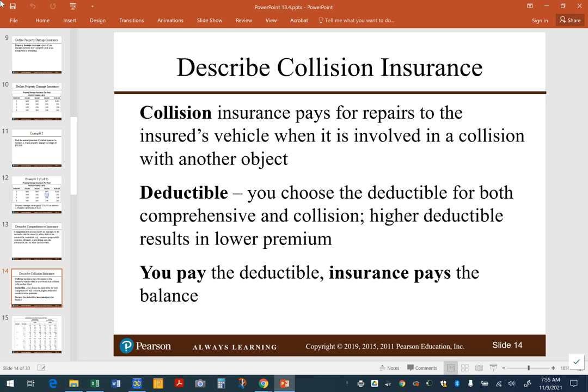Your liability, your property damage covers the other person's vehicle. Your comprehensive and collision will have a deductible. A deductible is the amount that you have to pay before the insurance company starts paying for the damages. So, for example, if you have a $500 deductible on your comprehensive and collision, and you only have $300 worth of damage, you're going to pay for all $300. But if you have $3,000 worth of damage on your car, you'll pay $500, and the insurance company will pay the rest. So you pay the deductible, and then the insurance company pays the balance.